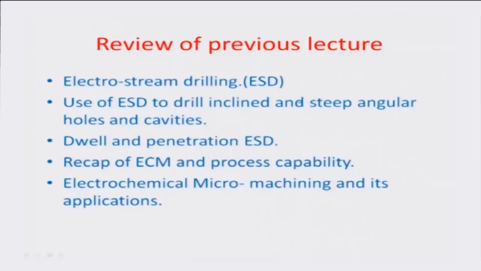A quick review of the previous lecture. We were discussing electrostream drilling in great detail. Just to recall, it's a process where the electrolyte itself is the electrode. The electrolyte is an acid stream which is negatively charged and represents the cathode, although it emanates out of an electrode which is otherwise insulating in nature. It generates a virtual cathodic effect, and the workpiece, made the anode, dissolves.